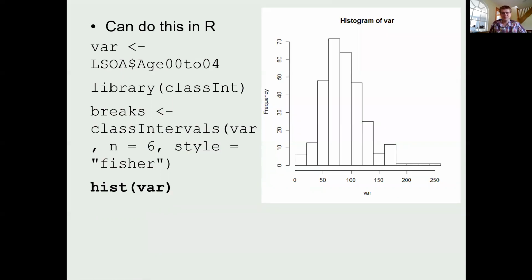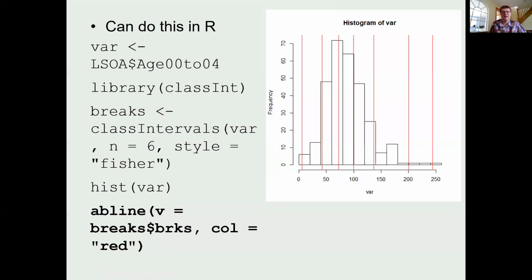So we actually plot the histogram, and then we use this function abline, and we can say, draw these lines at these breakpoints. So this breaks$brks, and we've set it as red for this. So do have an experiment with that in R when you get to that point.